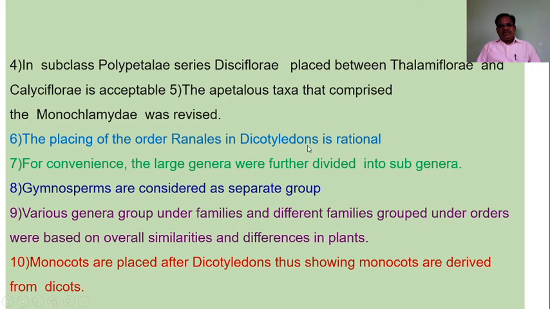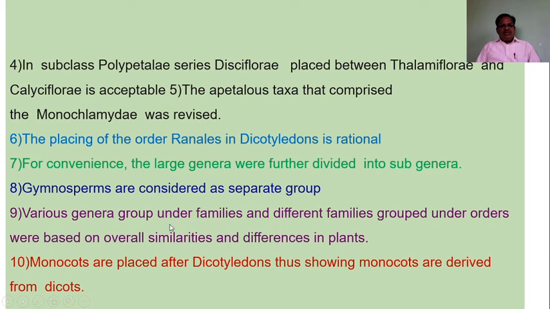Rational in the sense it is very correct because it has the trimerous nature, and it shows some characters of the monocotyledons. So it is very rational, it is very correct. For convenience, the large genera were further divided into subgenera. Then gymnosperms are considered as a separate group as compared to the angiosperms. It is also very important.